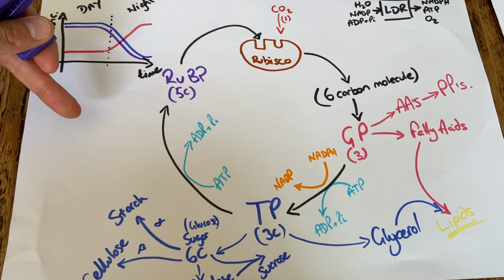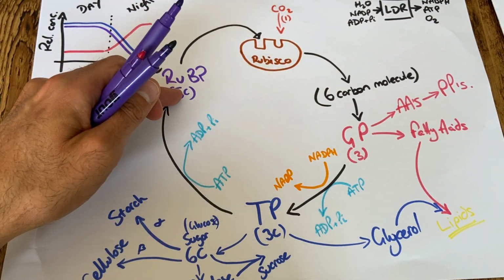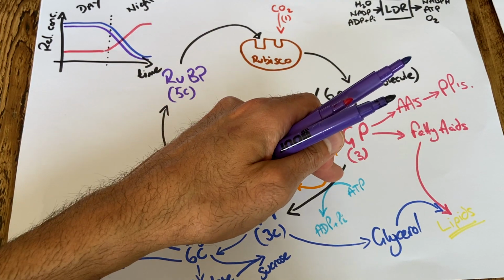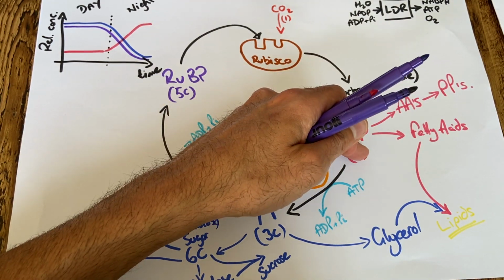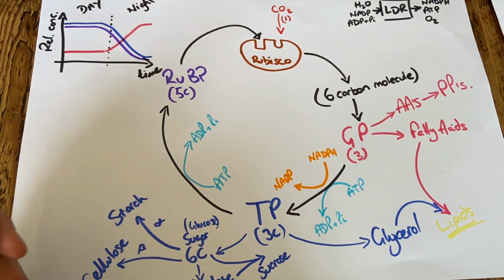They'll have the opposite effect. A bright light, loads of TP, loads of RUBP. Why? Because it's being created from the GP that we're going to make. All of that GP, or a lot of it anyway, will be converted into TP and then into RUBP. So it'll be the opposite way around. So that's the day and night side of things.